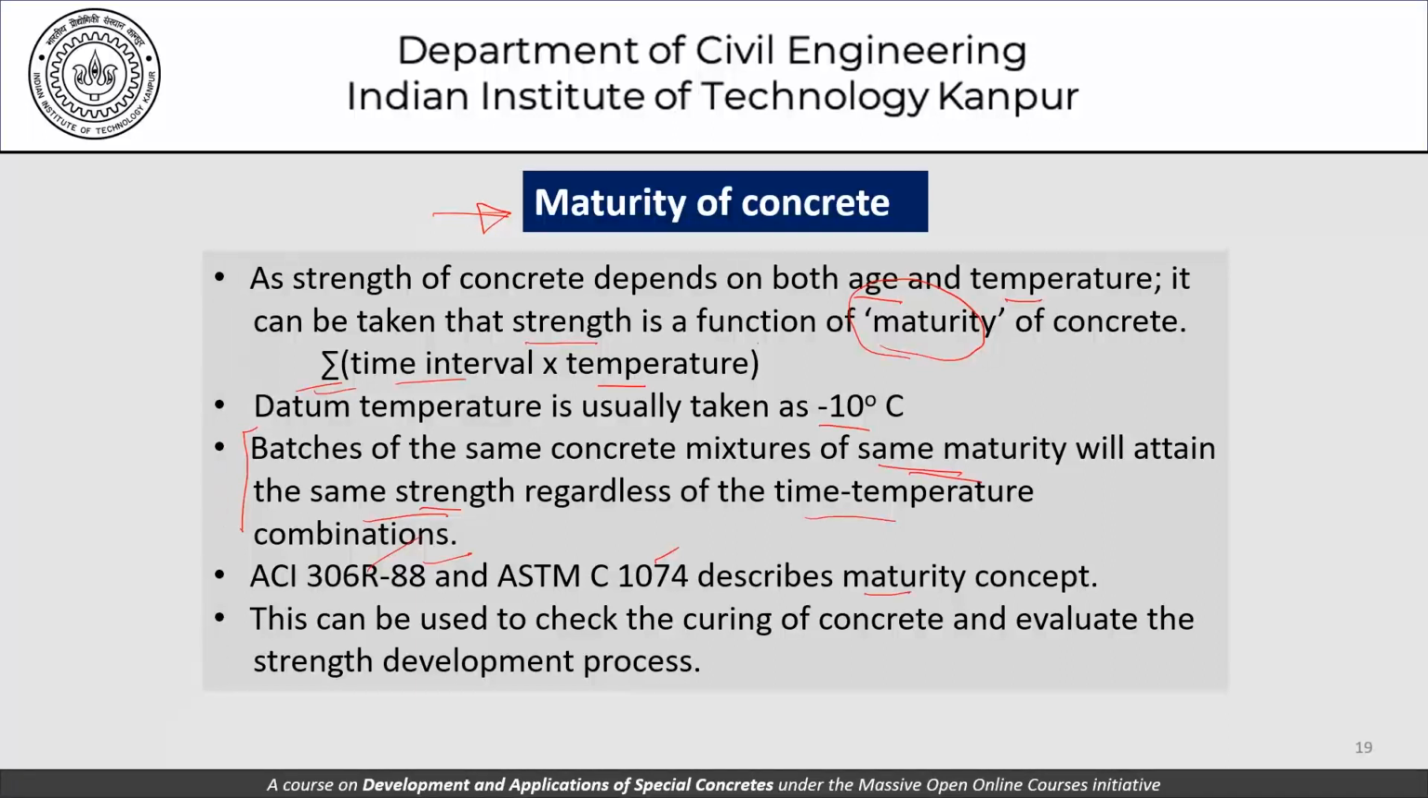ACI 306 and ASTM C1074 describe and discuss this concept of maturity a little more. This can be used to check the curing of concrete and evaluate the strength development process. So here is the maturity method, which helps you engineer your time-temperature combinations in order that a certain strength is reached. There are limitations to it. There is a detail in how this calculation is carried out. That is something we'll touch upon a little bit later. For the time being, I'm leaving it to you as an assignment and food for thought. You can think about it.